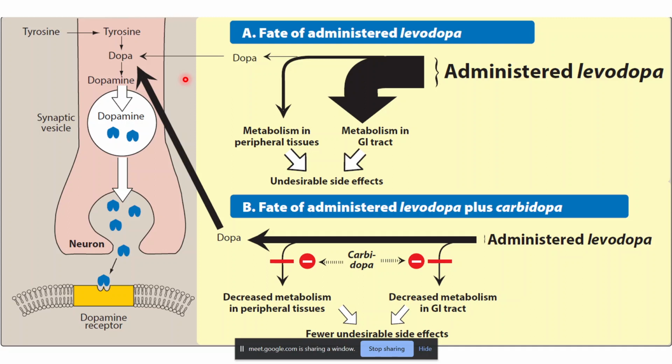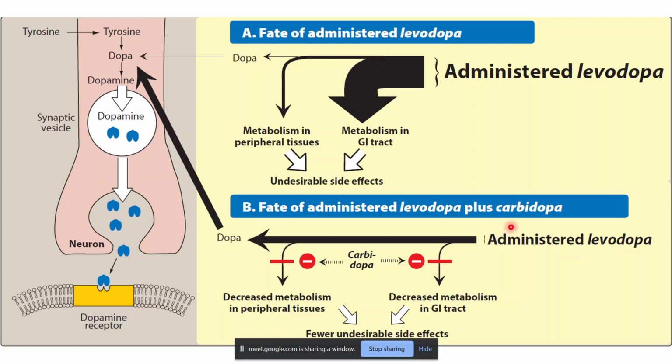So the fewer neurons that are left, the less levodopa they will convert to dopamine, and that leads to the development of Parkinson's disease. The effect of levodopa will only last while levodopa is present in the body, and usually to increase the effectiveness, carbidopa is administered together with the levodopa.